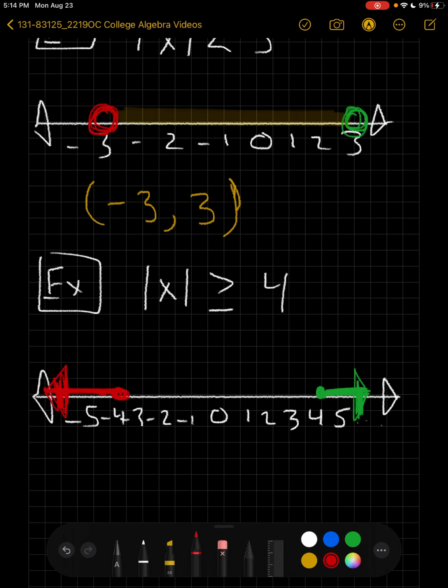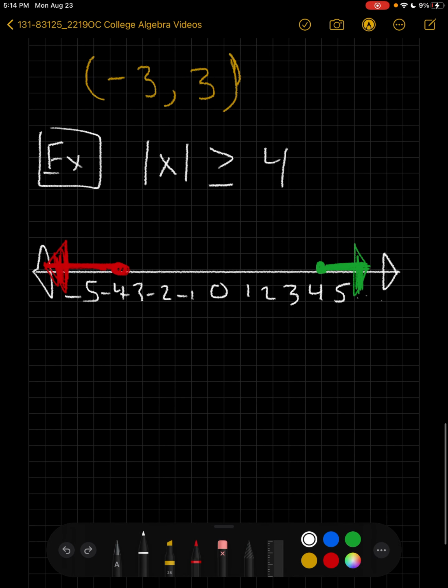So this is kind of interesting. Instead of all of these numbers in the middle, we have numbers on either side. That makes our interval notation really interesting. I'll show you what that looks like. So these numbers are too close to 0. We don't want to include those numbers. We don't want to include anything between -4 and 4. These are all too close. Too close.